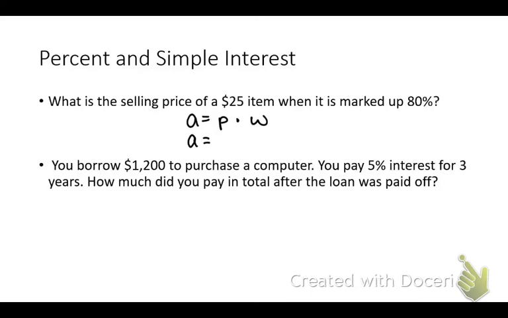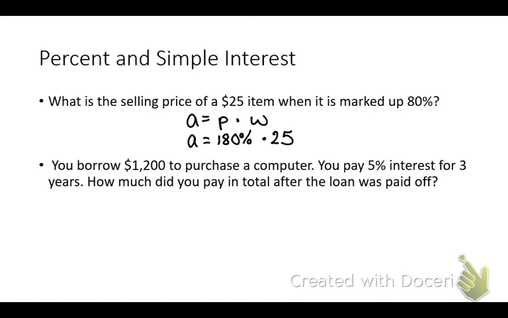That means 100% is just the cost of the item. If it gets marked up, that means you're paying more than 100%, like 180%. If it gets marked down, let's say you buy something for 20% off, that means you paid 80% of the original cost. So if it's marked up by 80%, this is 180% times the original amount.